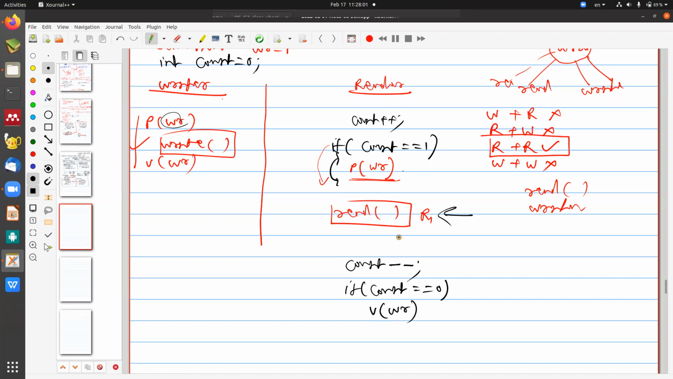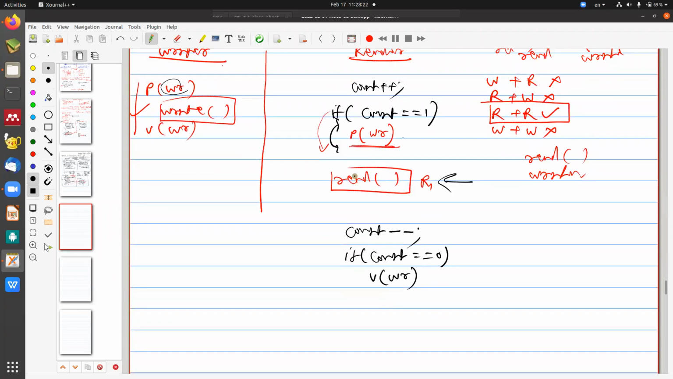Similarly, when the readers are coming out, when nobody is present, meaning the count has reached 0, at that time I have to tell the writer that you may go inside and do your work. Then what should the approach be? The approach is very simple here. When count is incremented to 1, do this. When count is decremented to 0, do this.